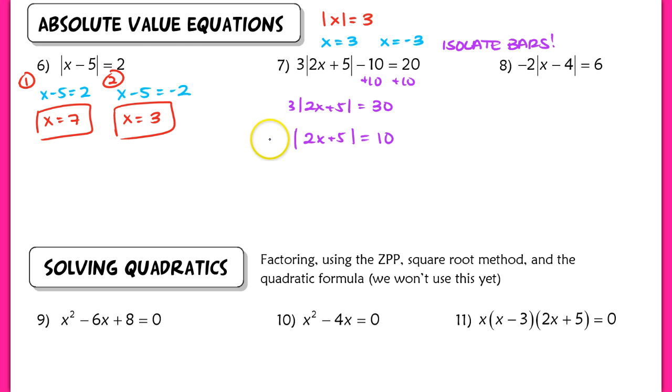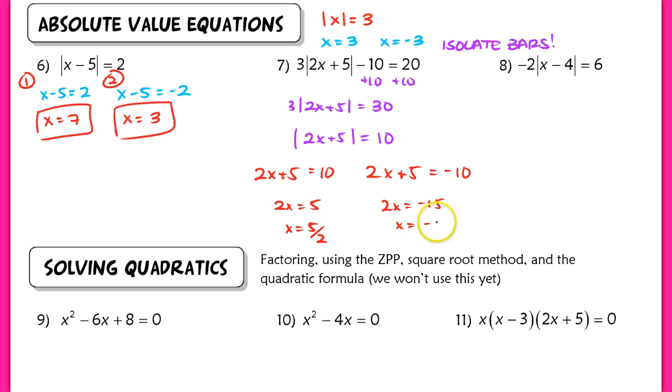Okay, now at this point, it looks exactly like problem 6. At this point, we can now set up our two different cases. So you have to wait to set up your two cases. So we have 2x plus 5 can either equal positive 10, or 2x plus 5 can equal negative 10. And from here, we would solve. So we have x would equal 5 halves, or we have x would equal negative 15 halves. Okay, so here are our two distinct answers.